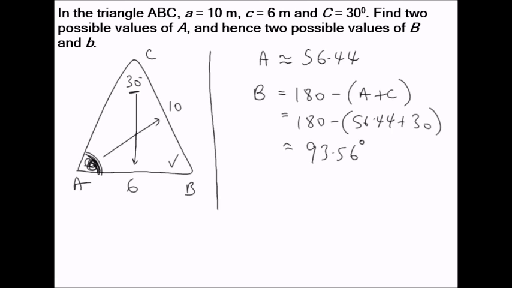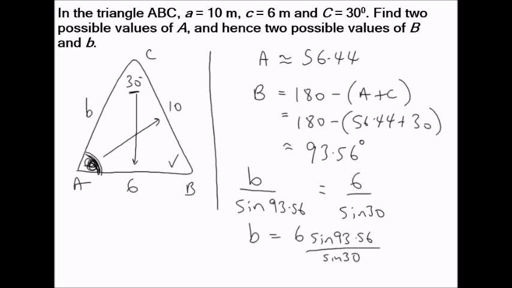So now I need to work out the length of b in my triangle. So we have the sine rule. We have b divided by the sine of angle B, which in this case is 93.56, is equal to any other ratio you choose. I'm going to choose the ratio using the values provided, that is the 6 and the sine of 30. So we can rearrange that equation there to get that expression.